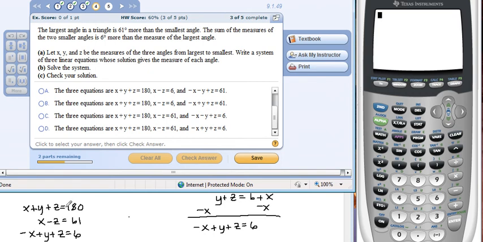Here's my first one, that checks with this one. Then I have x minus z is equal to 61. That's this one right here and this one right here. So I'm eliminating a and b. All right, and of these two, which one matches? I have minus x plus y plus z equals 6, and that's this one down here. So I'm going to choose D.